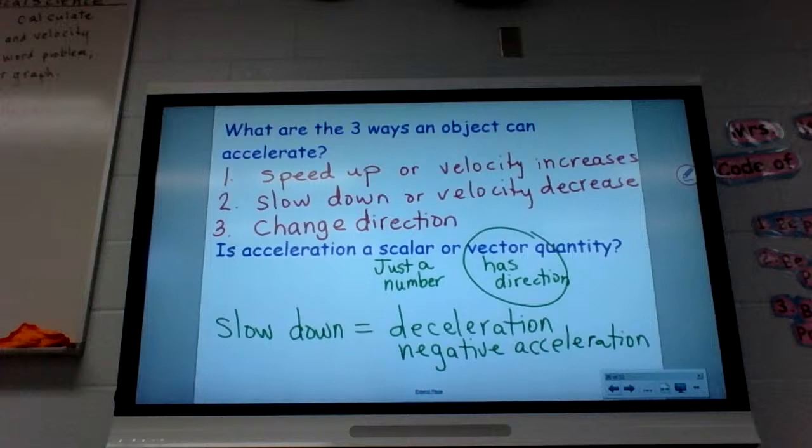So, if you're changing directions, like Arturo's example with the ice skaters, if you're skating in a circle in the rink, are you accelerating? Yes, because you're changing directions constantly when you're ice skating. Okay? Is everybody with me on that? Yes.